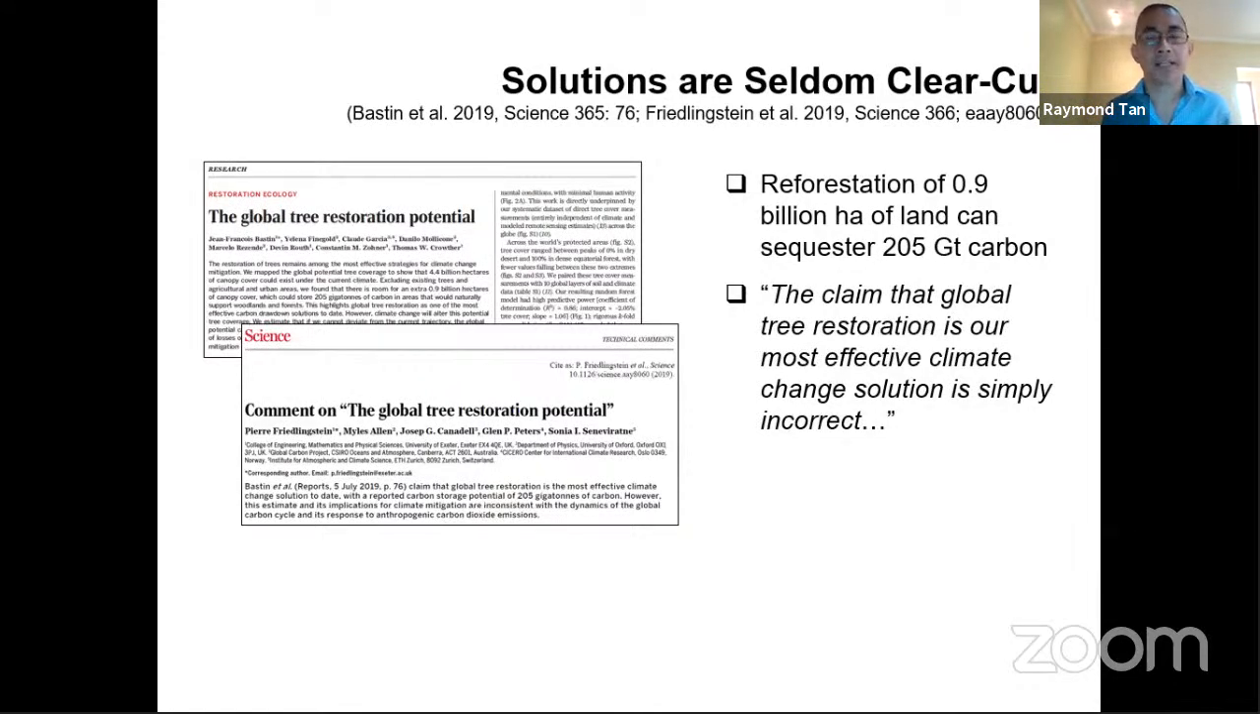For example, in 2019, a paper was published by Bastin and colleagues in Science. This created a lot of buzz. They estimated that if you take 1 billion hectares of land all over the planet and reforested that land, you would get about 200 gigatons of carbon drawdown. That sounds good, but there was very quickly, after the publication of this paper, the critics pointed out that they were glossing over some of the disadvantages of reforestation, namely water footprint, land footprint, nutrient footprint.